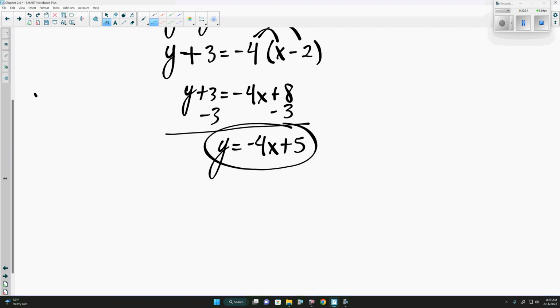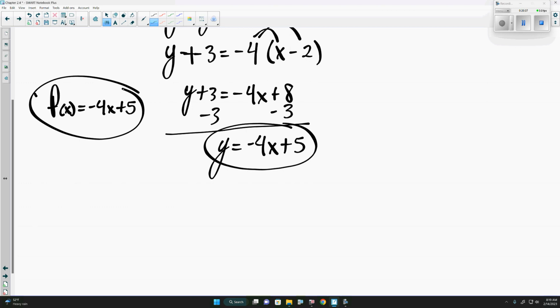Here's the equation. There it is in function notation. All we did was replace y with f of x. Yep. Any questions on any of this here?